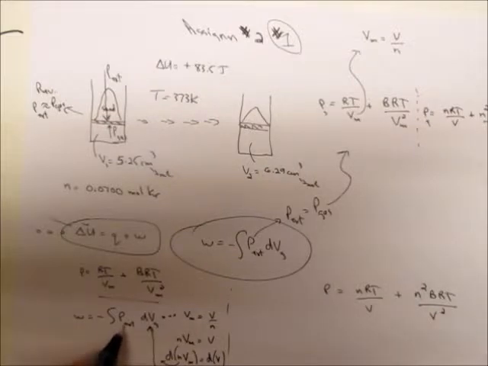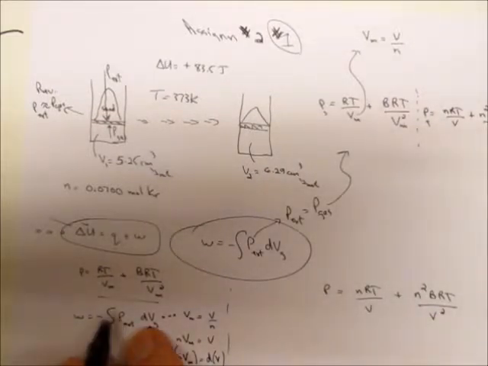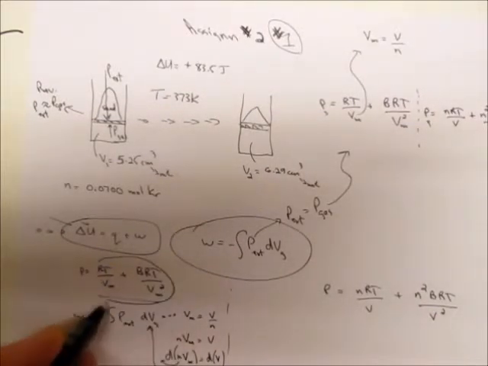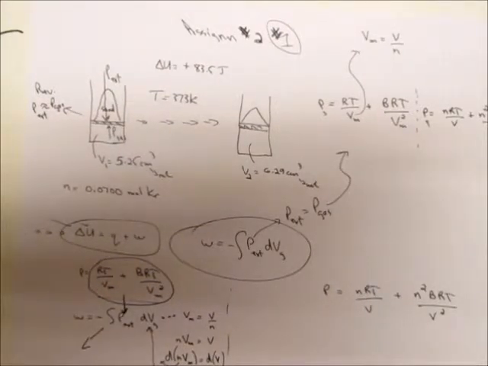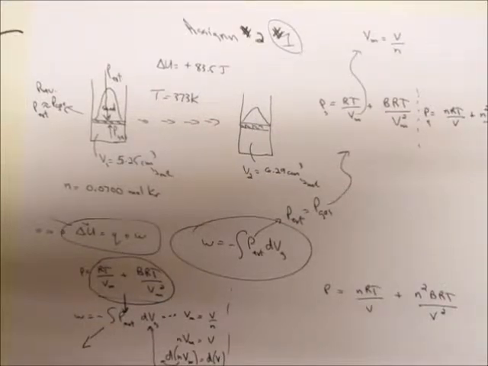And the external pressure, I can put in place of that this right there. So what that's going to look like if I rewrite it over here, and I guess I'd show a couple of steps. You'd have RT over Vm plus BRT over Vm squared.